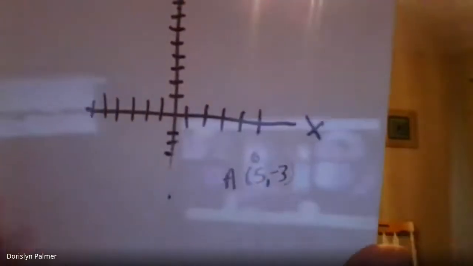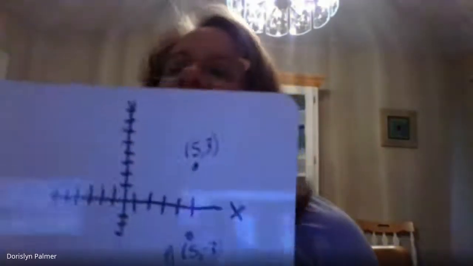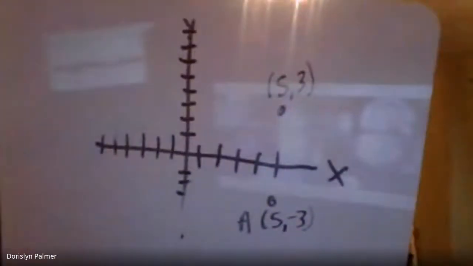Serena? 5, 3. Good. Now look at the question it's asking this time. This time it doesn't say how far apart are the two points from each other, Serena. It's asking how far is your new point from the x-axis? How many units from the x-axis is that new point that you plotted?